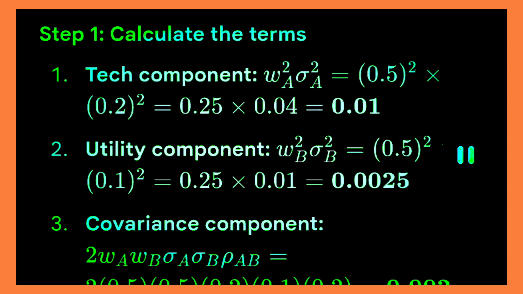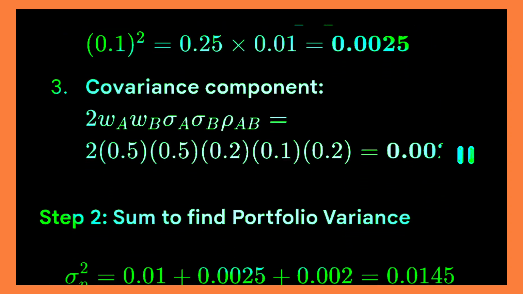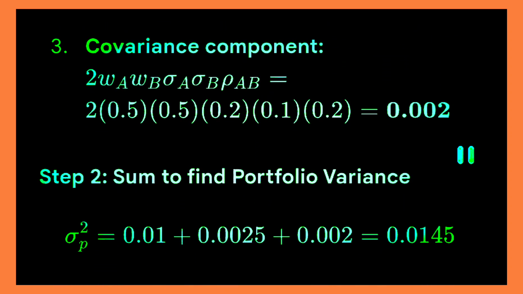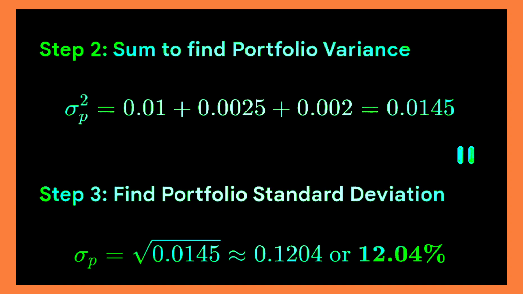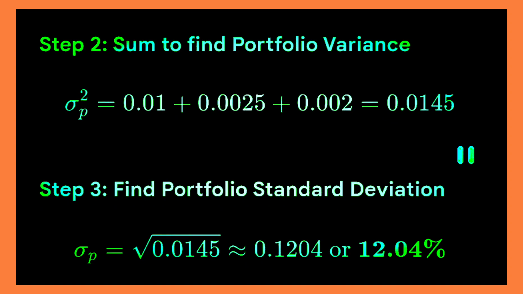Covariance component, 2 W_A W_B sigma_A sigma_B rho_AB equals 2 times 0.5 times 0.5 times 0.2 times 0.1 times 0.2 equals 0.002. Step 2. Sum to find portfolio variance. Step 3. Find portfolio standard deviation.